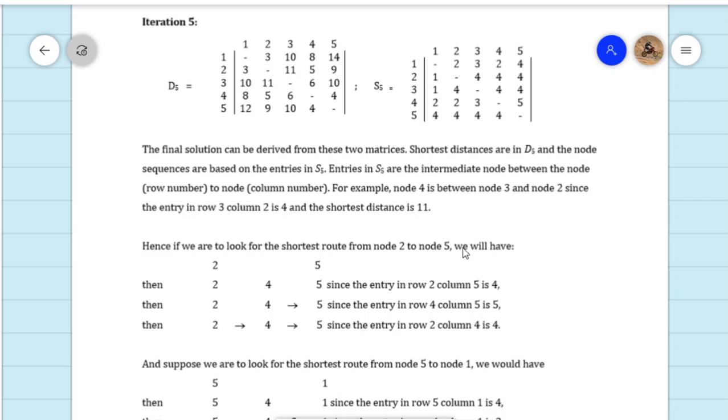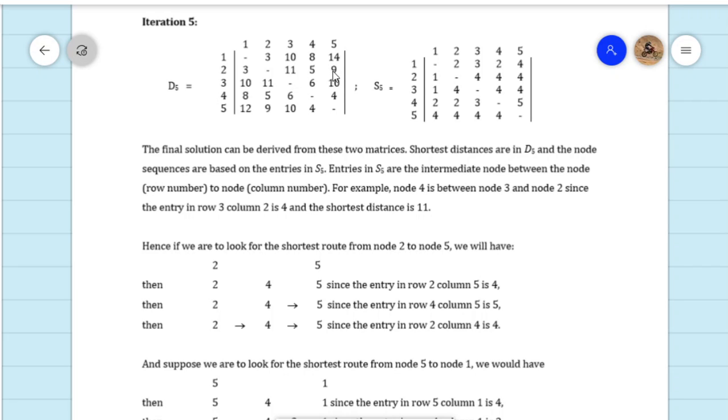Node 2 to node 5. If we look at the distance matrix, D sub 5, node 2 to node 5 meaning row 2, column 5. Row 2, column 5 is 9 in the distance matrix. Meaning the shortest distance from node 2 to node 5 is 9 miles, because the distances were given in miles. This is the shortest distance.